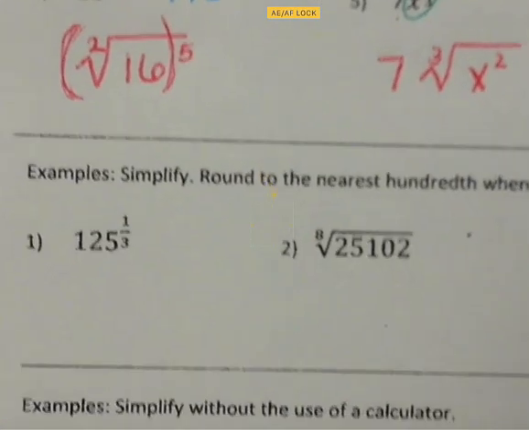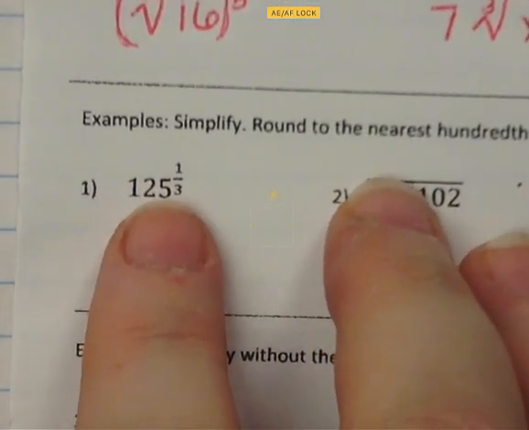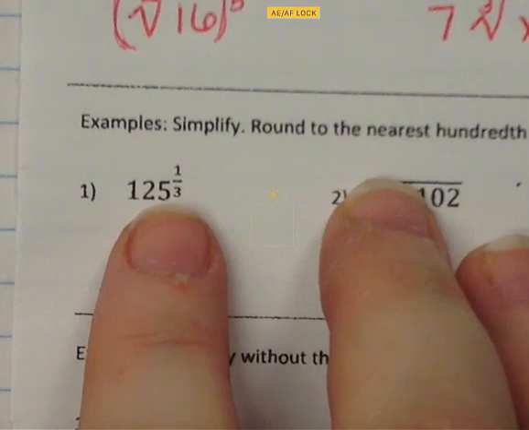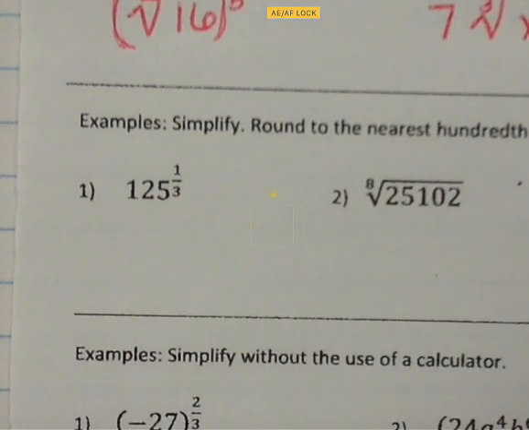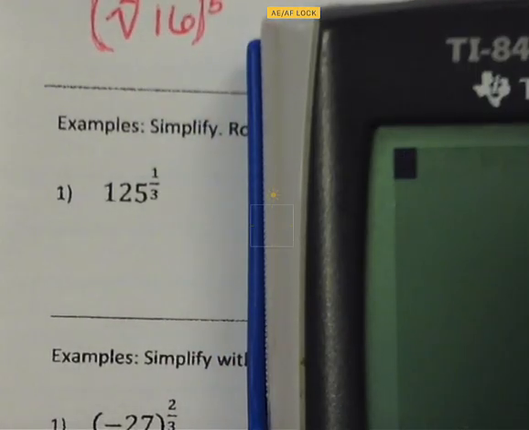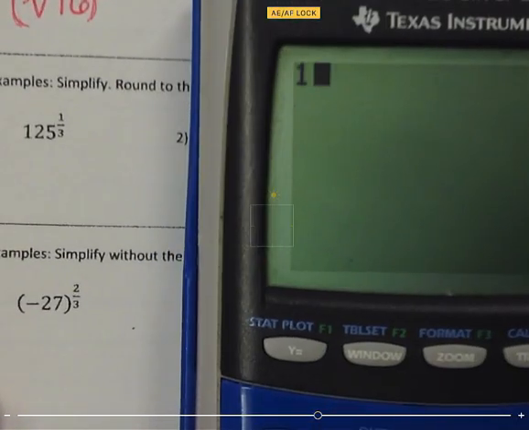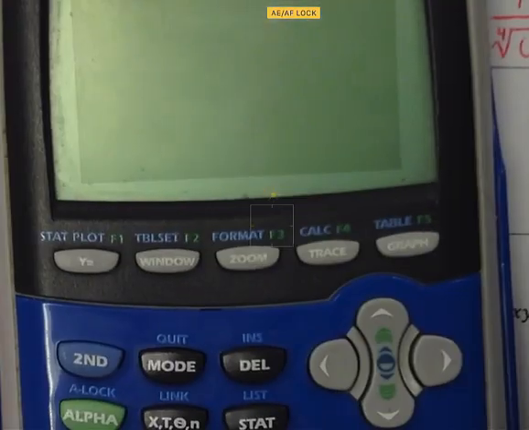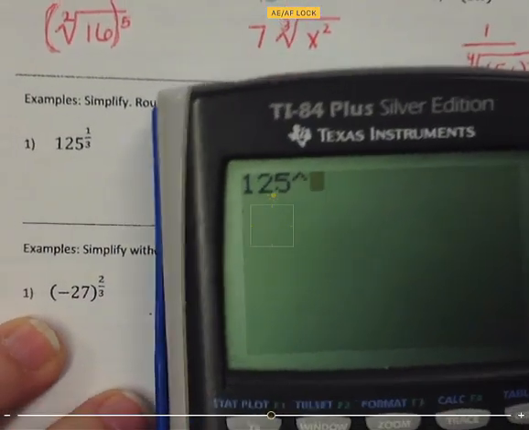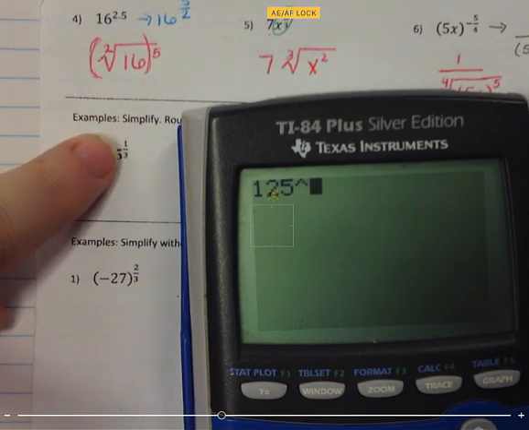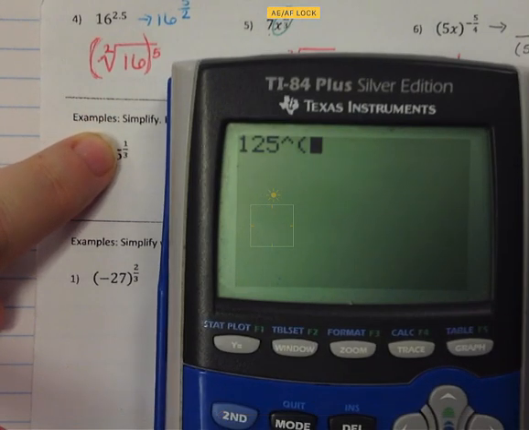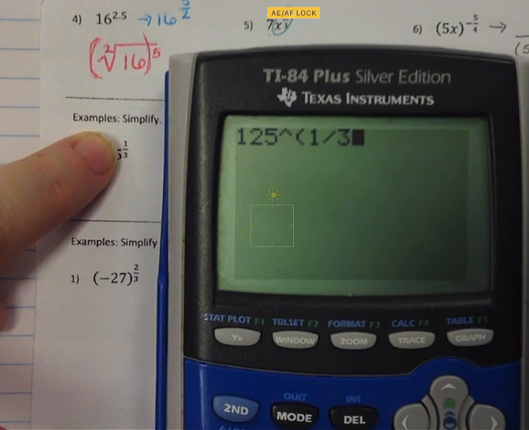On these next examples, we're going to simplify and we're going to round to the nearest hundredth when necessary. That means we can use our calculator. Or if we can do it in our head, do it in your head. But I will show you how you can put this in your calculator. So this is 125 raised to the 1/3. So if I just take 125 raised to, so my little caret key underneath the clear. Because you have a fraction in your exponent, you have to make sure you put parentheses around your fraction. 1 divided by 3, close parentheses.